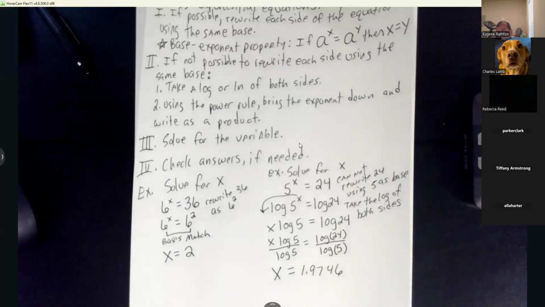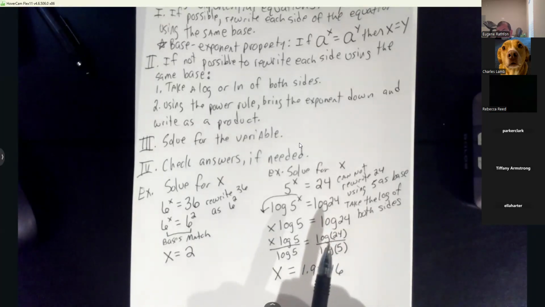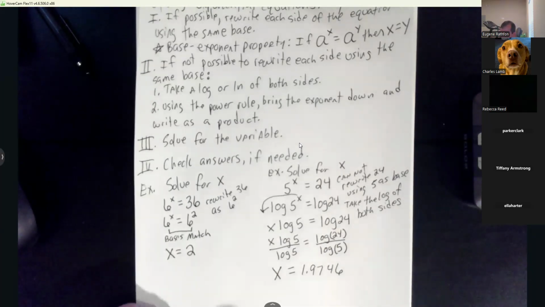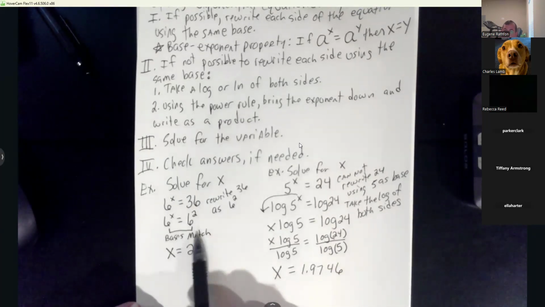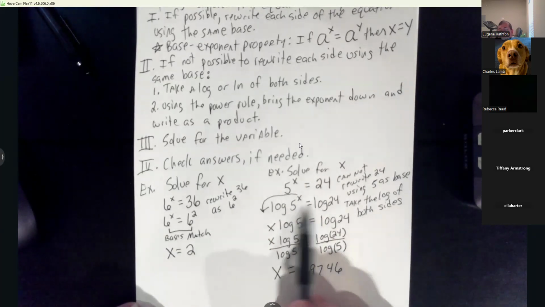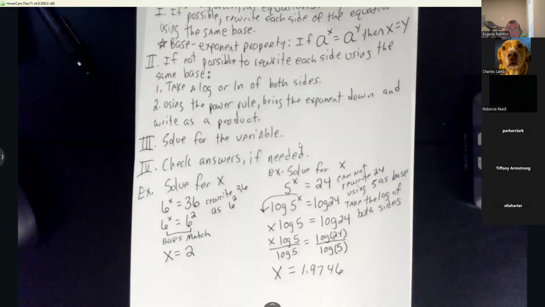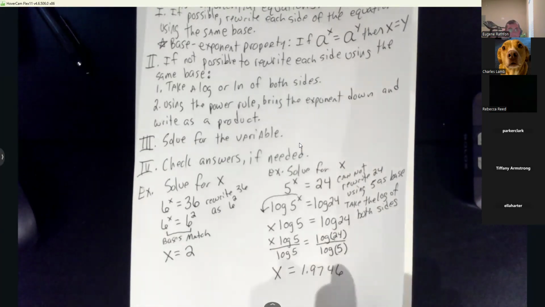Okay, so that's your trick on that. If you've got to do the log stuff, remember to close those parentheses on each log when you put those numbers in, okay? So, y'all, that's the 2 things we're doing. We're either going to rewrite them using the same base, or we're going to be forced into using the logs or the ln, okay? All right, y'all, any questions on those 2? All right, y'all, let's move on.